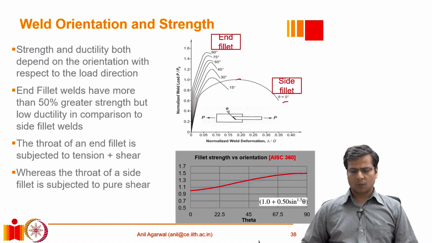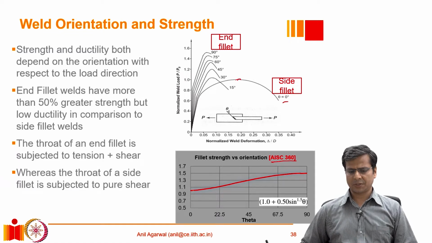There are various researchers who have also tried to quantify the difference here. The American Steel Design Code AISC 360 actually provides an equation which gives you a relative variation as you change from angle 0 to 90 degree angle. So basically at this end we have the side fillet, and at this end we have the end fillet. As we move from the side fillet to end fillet, what it recommends is that you can change the strength from 1.0, whatever strength you have calculated that is governed by shear alone, by about 50%. Therefore, the end fillet will be about 50% stronger than the side fillet.